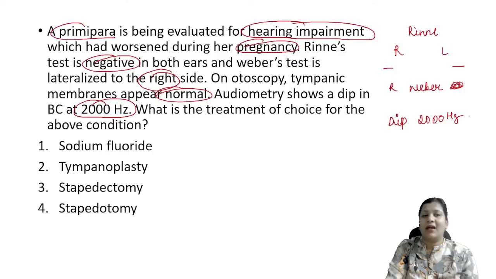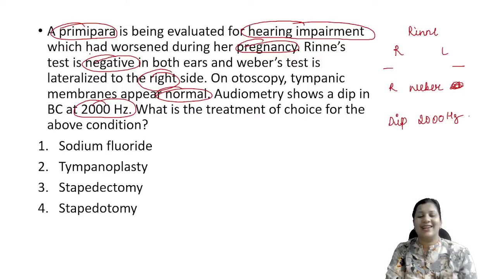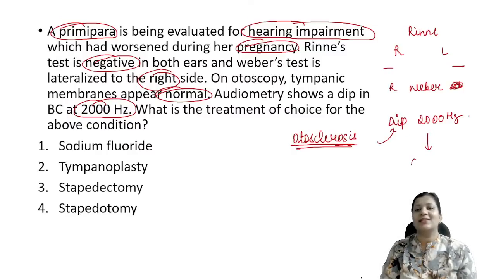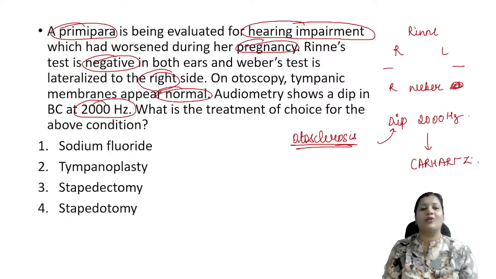So a primipara meaning following history of delivery or pregnancy. Following this, there is hearing loss that is getting aggravated. Rinne negative bilateral meaning conductive hearing loss. Our diagnosis falls in the category of otosclerosis because we see a notch at 2000 hertz which is called Carhart's notch, and Carhart's notch is specific for otosclerosis.